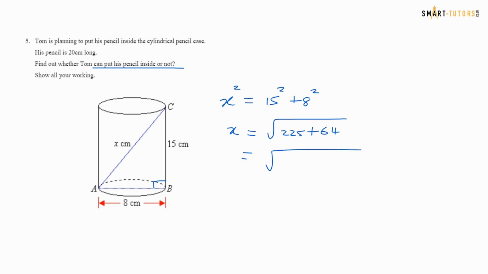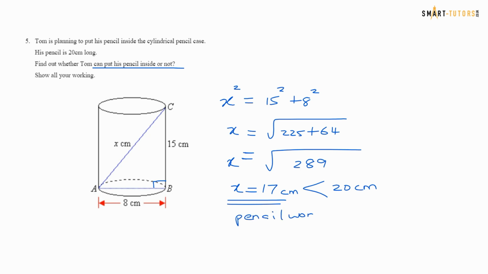So square root of 289. I roughly know what it should be. Press the calculator. So the square root of 289 is 17. Yes, I guess so, 17. So 17 centimeter is the pencil case diagonal length. So this is less than 20 centimeter. So the pencil won't fit in. That is the answer for question number 5.